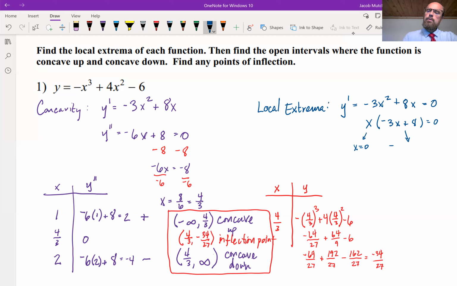The second one comes when I set negative 3x plus 8 equal to 0 and solve. So I would subtract 8 and then divide by negative 3.